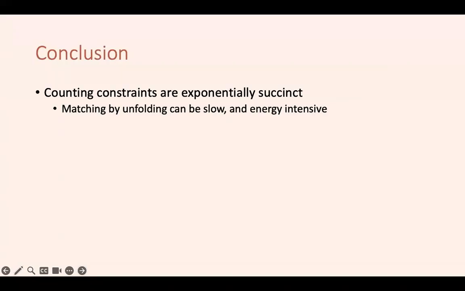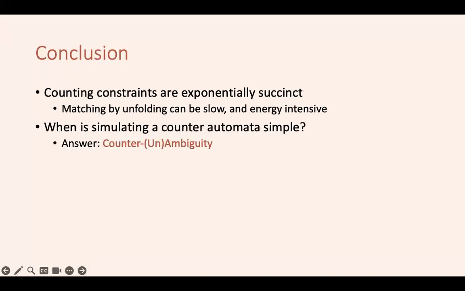So, conclusion. Counting constraints are exponentially succinct, and the traditional way to match these kinds of regular expressions is to just convert them into ordinary regular expressions, and this will lose the succinctness. In terms of chips, this means being more energy intensive and consuming more area. It could also be slow in a hardware implementation, if you have to compute a lot of transitions. In a software implementation, my bad.